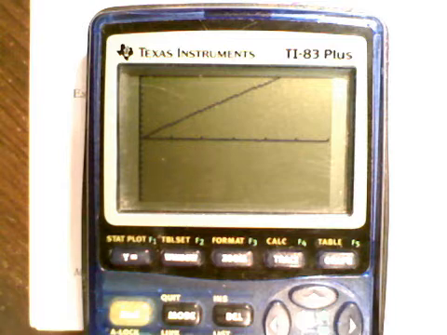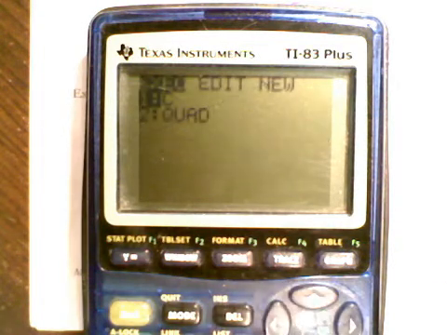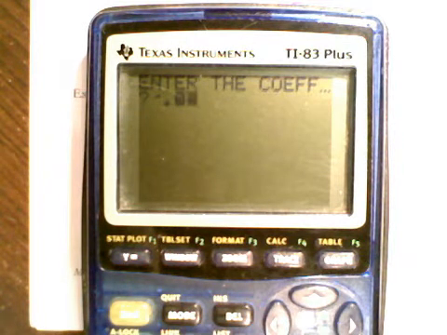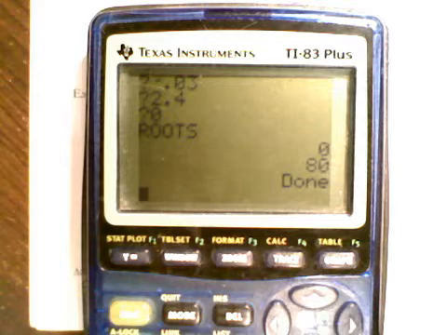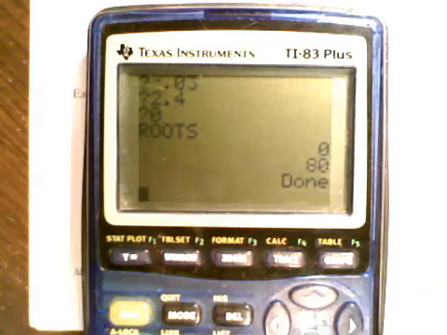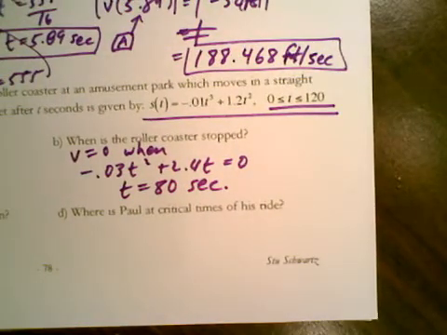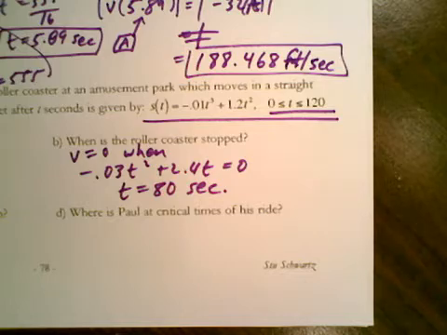And our velocity at 0, well, solving this, I guess we could use our program quad. In our program quad, our a value would be negative 0.03, and our b value would be 2.4. Enter, and the c value would be 0. So we get 0 and 80. So the velocity is 0 when t is equal to 80 seconds. Okay, so t is equal to 80 seconds. That's when the roller coaster stops.